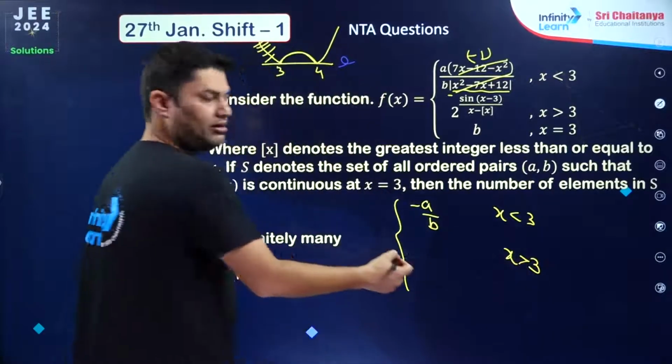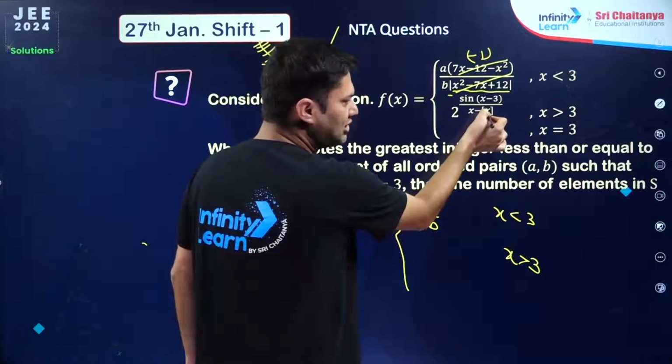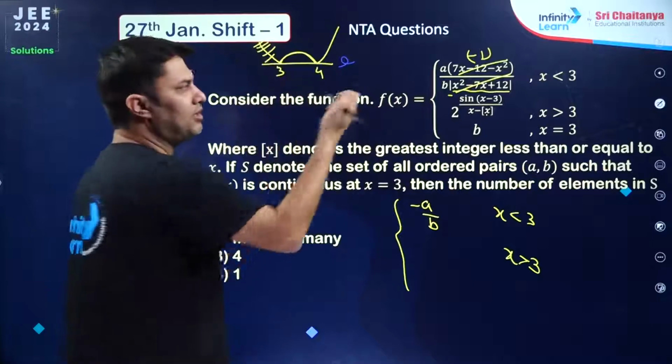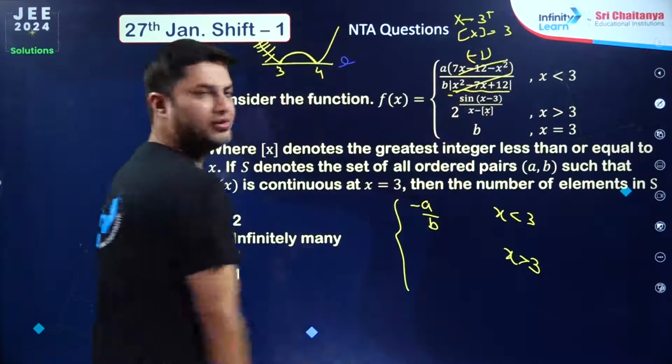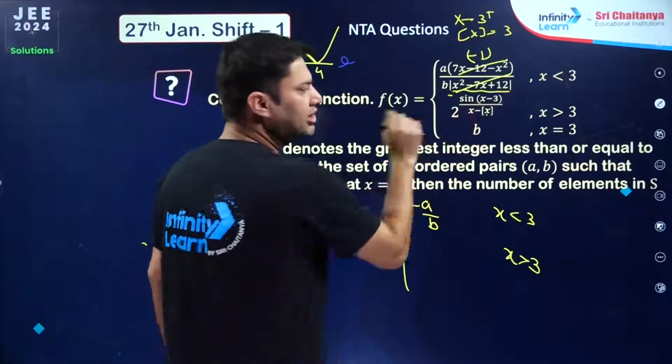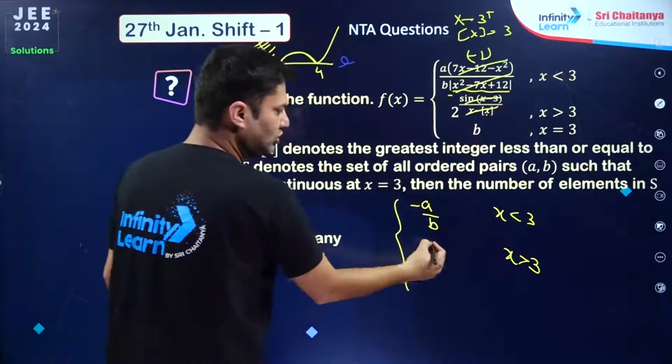If x is just greater than 3, this greatest integer will take the value 3. Because when x is slightly greater than 3, the GIF is definitely 3. So sin(x minus 3) upon (x minus 3), the limit is sin theta by theta, which is 1. So this limit is 1, so this is 2.